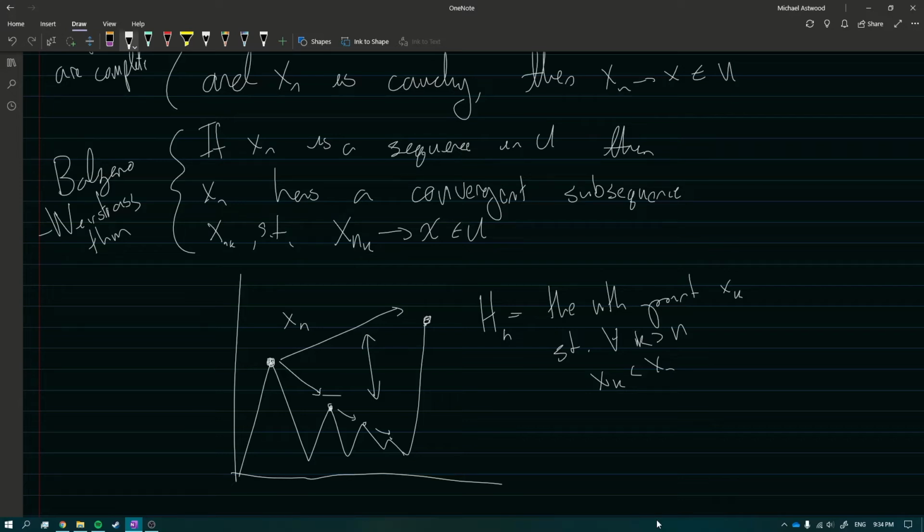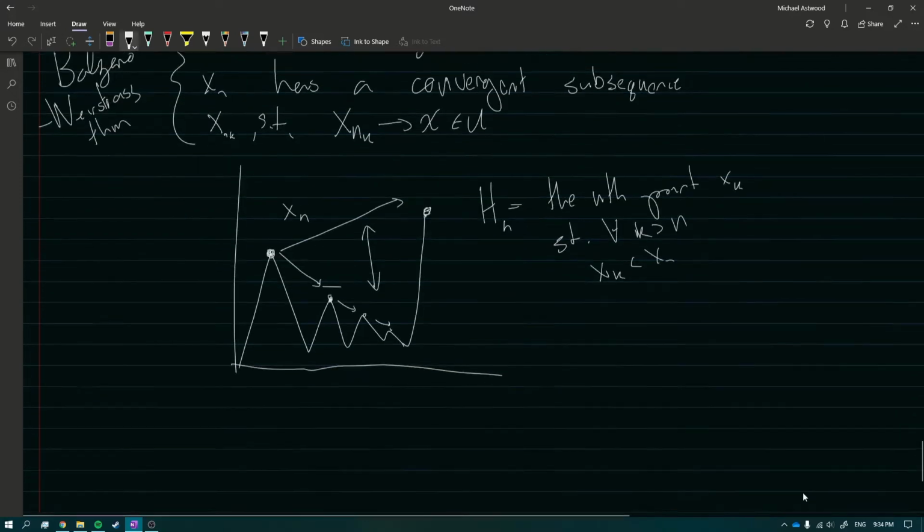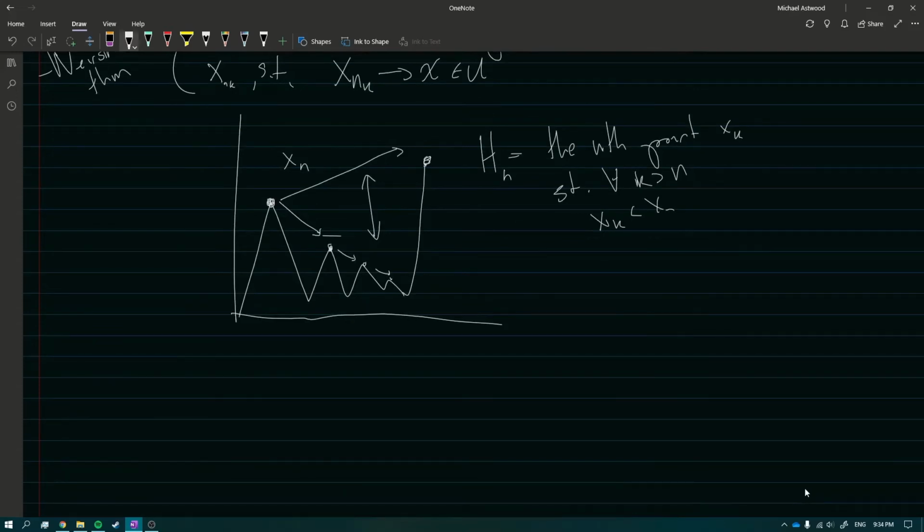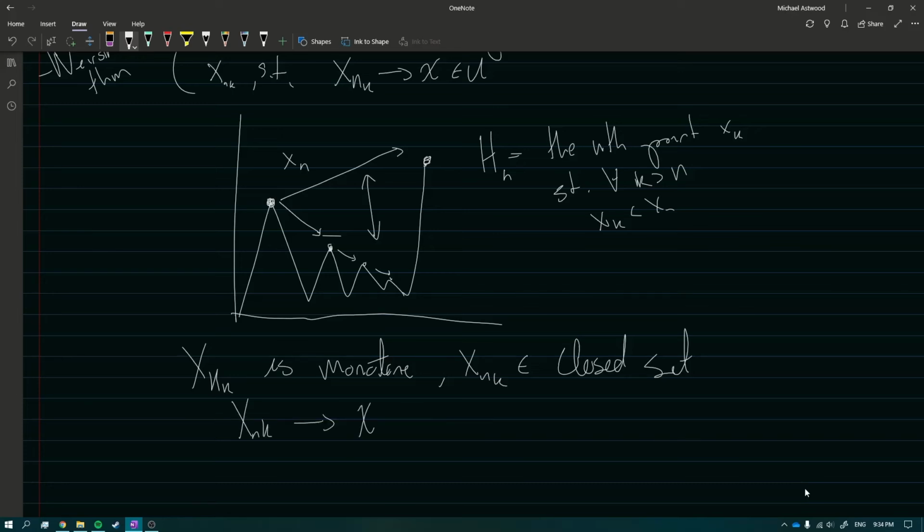And the monotonicity gives us the convergence, because xnk is monotone, and xnk is an element of some closed set, and therefore xnk converges. So xnk is a monotone converging subsequence by the monotone convergence theorem.